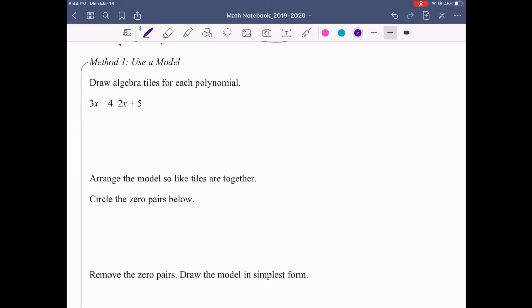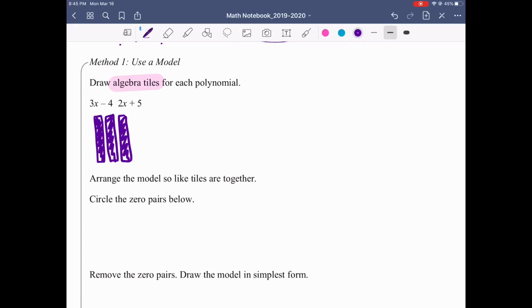Method 1 asks us to use a model. Whenever it says use a model, that basically means use algebra tiles. So first we're going to draw out each of the binomials so we can add them together. 3x minus 4. That means we have 3 positive x tiles. We're going to fill them in because they're positive. So 3 x tiles.